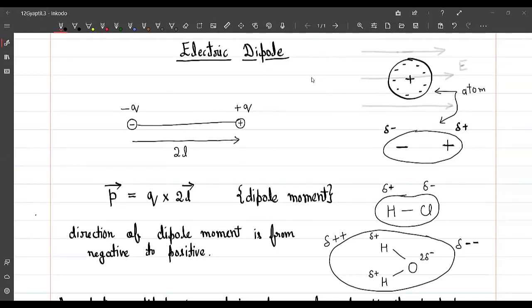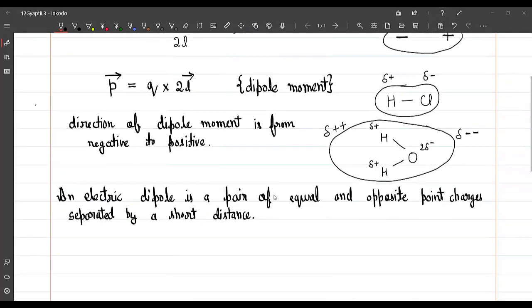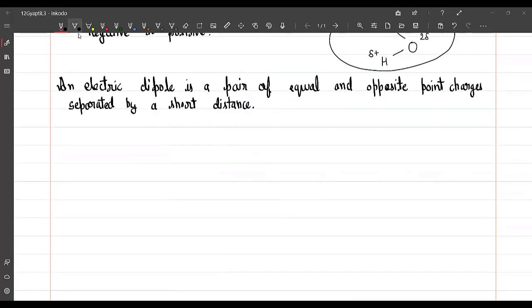So see, for right now, you can say that it is a convention, negative to positive. This is the direction of electric dipole moment.